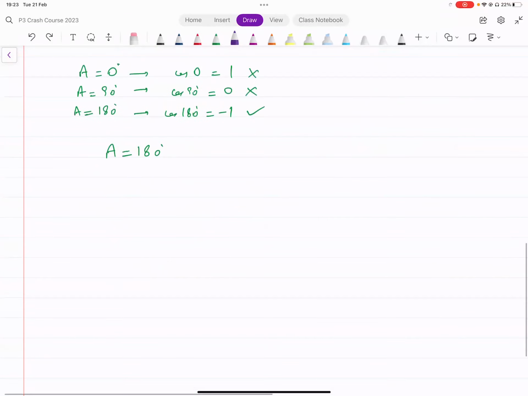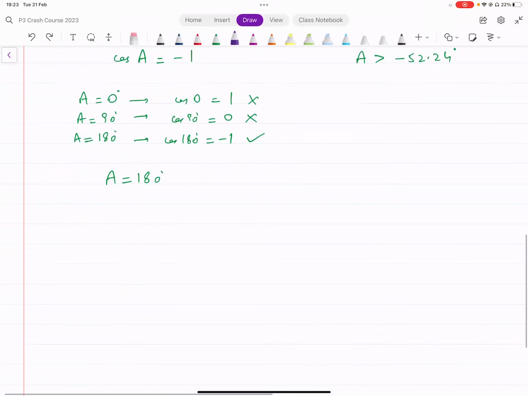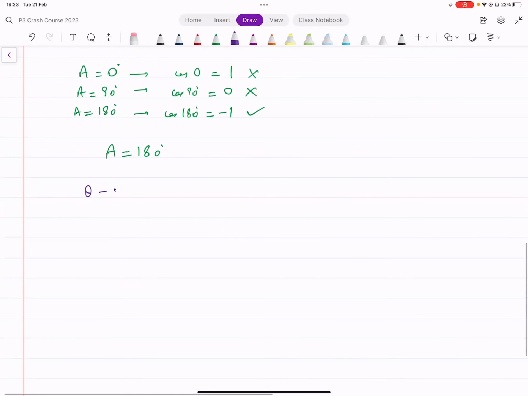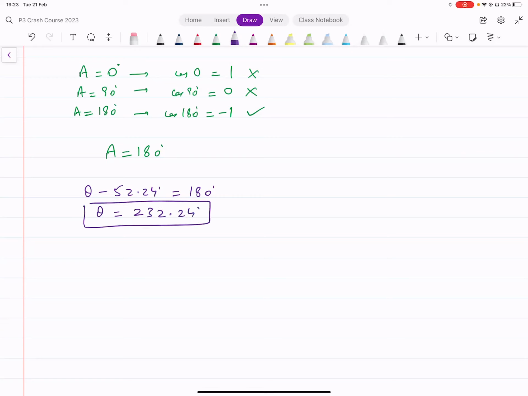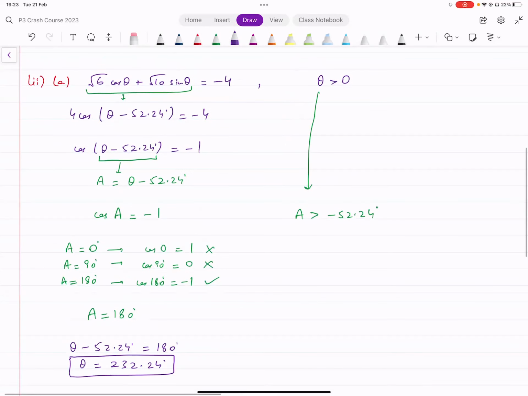Now, since A is 180, we put the substitution back. A was theta minus 52.24. We say theta minus 52.24 equals 180. So the value of theta that we get from this is 232.24 degrees. That's the value of theta that we get as the answer. Is that all right?